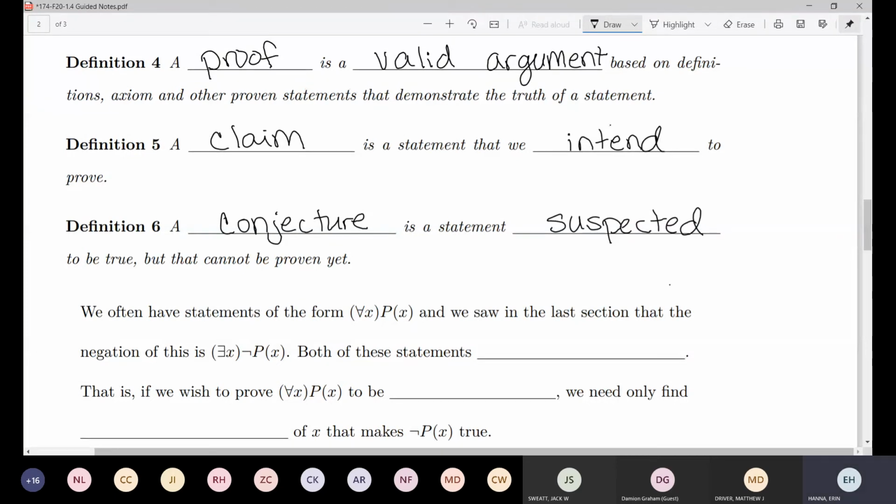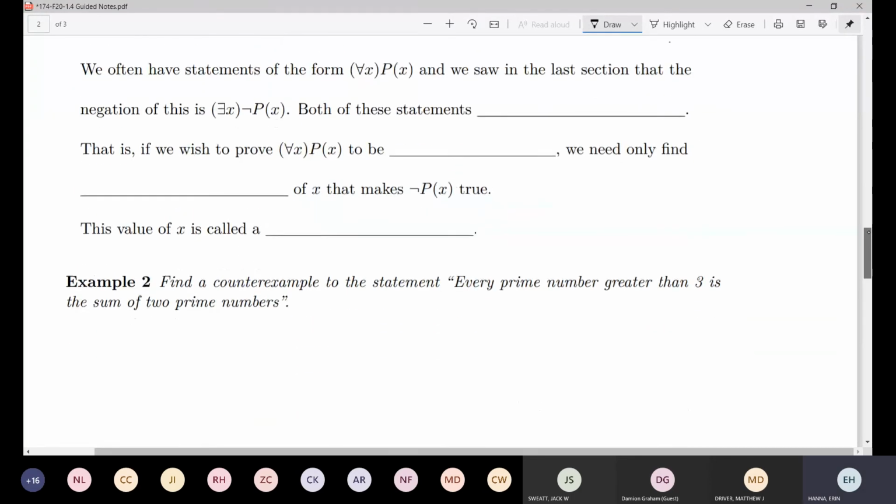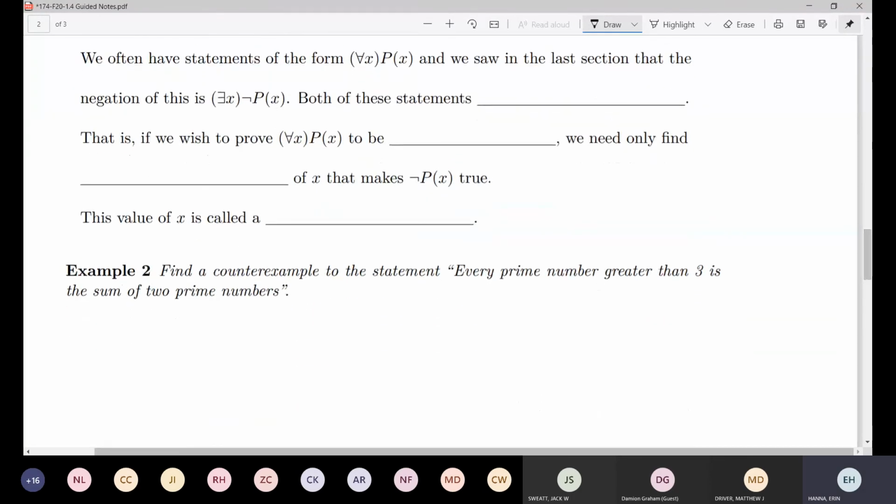Okay. I'm going to get through this last, I'm just going to finish off this page. We could actually almost finish 1.4 right now if I rushed, but let's not rush.